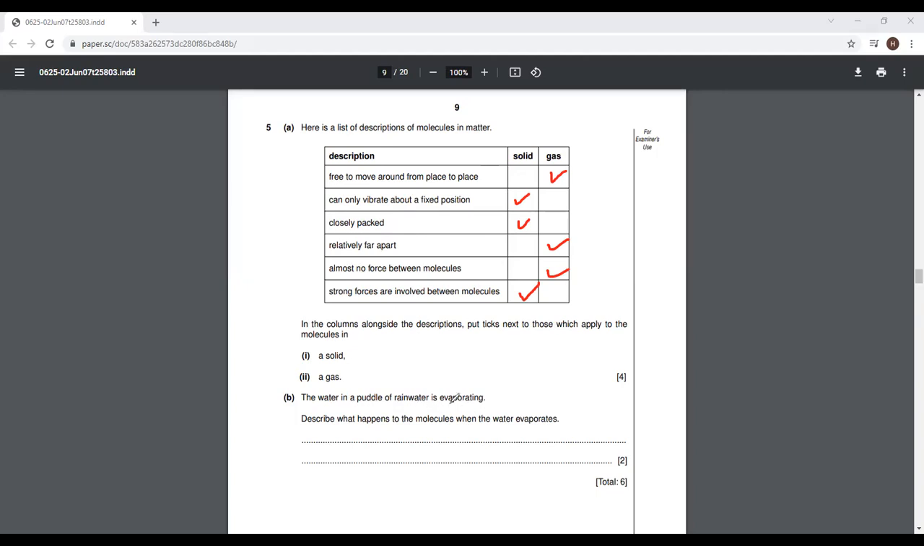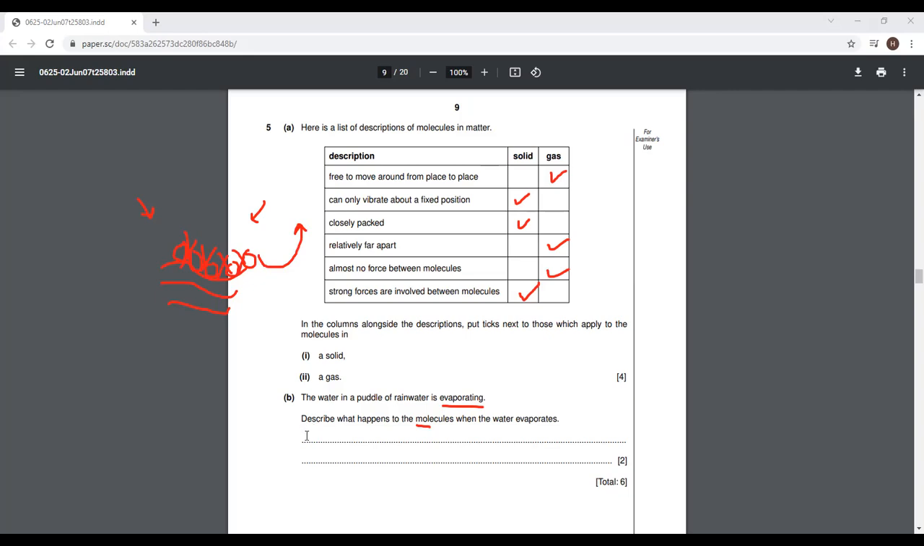The water in the puddle of rainwater is evaporating. Describe what happens to the molecules when the water evaporates. We said before that for evaporation to occur, the layer near the surface of the water will gain energy from the surroundings, and then they can overcome the intermolecular force, or the bonds between the molecules, and escape to the surroundings.